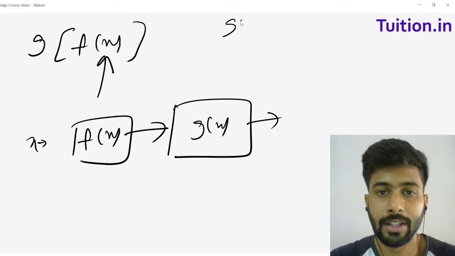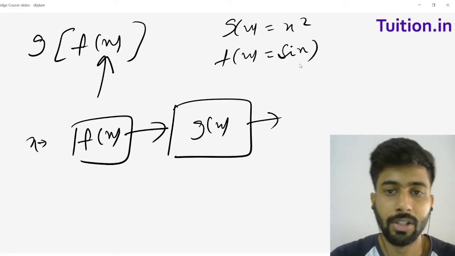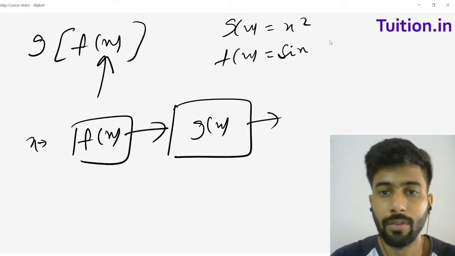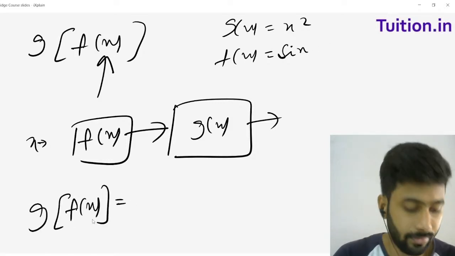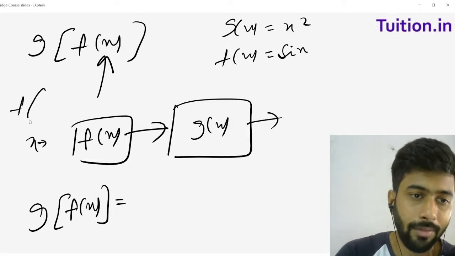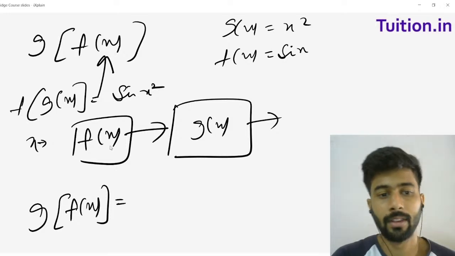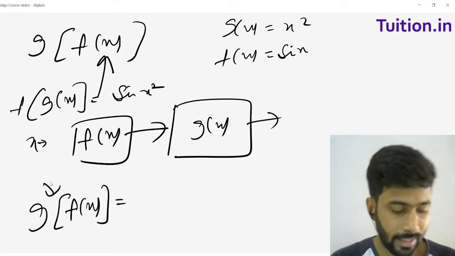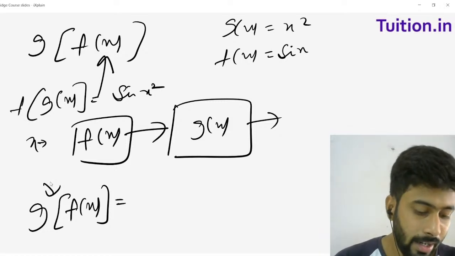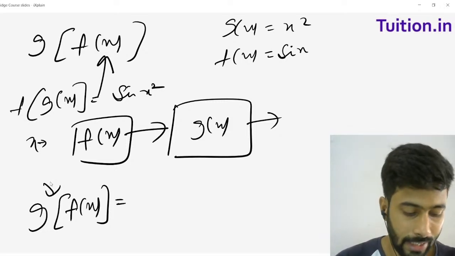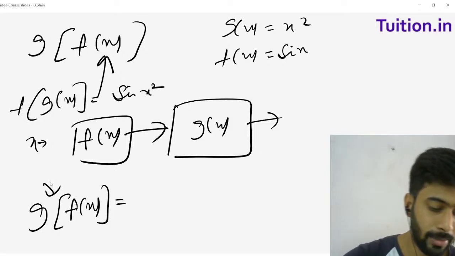So if my g of x is x square, if my f of x is sine x, then my question to you is, what is g of f of x? How do you write it? We have seen that f of g of x is sine x square. But what is g of f of x? Can somebody write that for me? If you can't write, at least say no, so that I will get an idea that you're not clear with this, and I will give a detailed explanation.